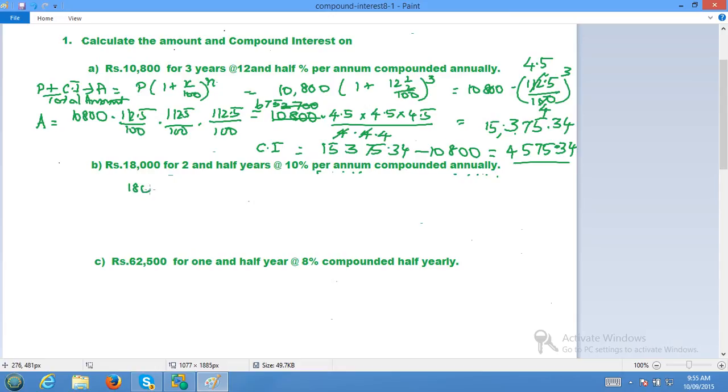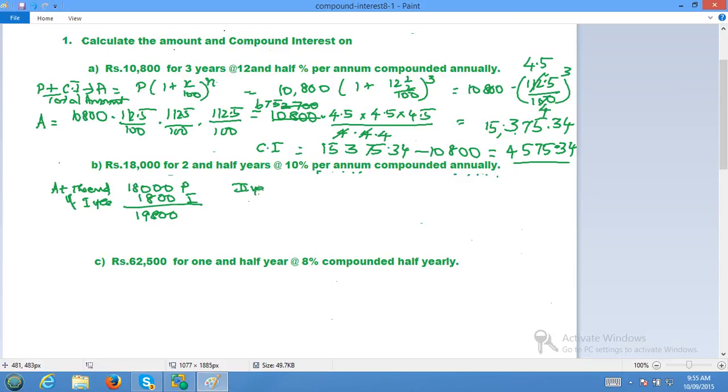So in this problem, first we'll adopt the first method. At the end of the first year, 18,000 is the principal. So 10% of 18,000 is 1,800. So the total amount is 19,800. This is the principal, this is the interest. Interest is 10% of 18,000.